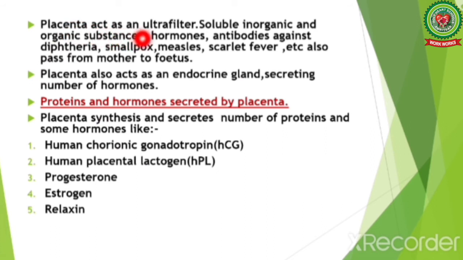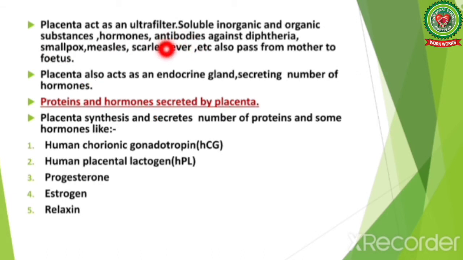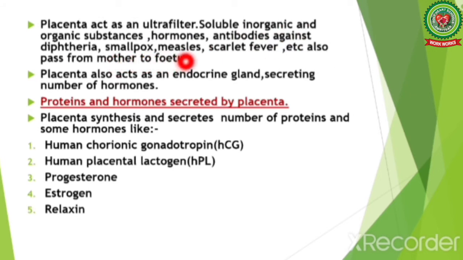Placenta acts as an ultrafilter. Soluble inorganic and organic substances, hormones, and antibodies against diphtheria, smallpox, measles, scarlet fever, etc. also pass from mother to fetus. Placenta also acts as an endocrine gland, secreting a number of hormones and proteins.